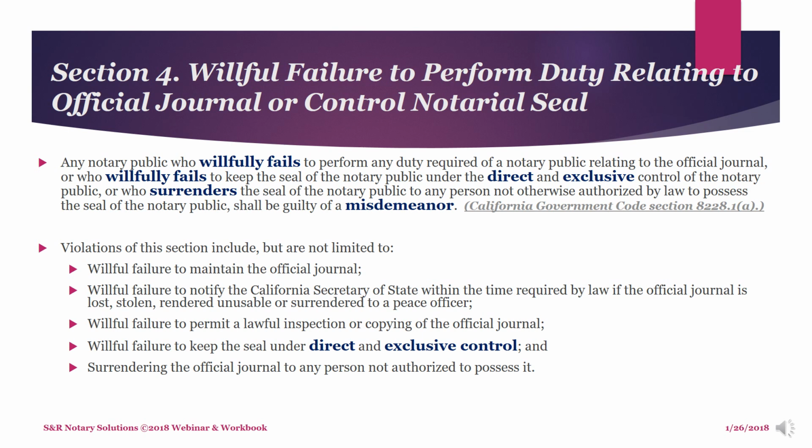Violations of this section include, but are not limited to, willful failure to maintain the official journal, willful failure to notify the California Secretary of State within the time required by law if the official journal is lost, stolen, rendered unusable, or surrendered to a peace officer. Willful failure to permit a lawful inspection or copying of the official journal. Willful failure to keep the seal under direct and exclusive control. And surrendering the official journal to any person not authorized to possess it.